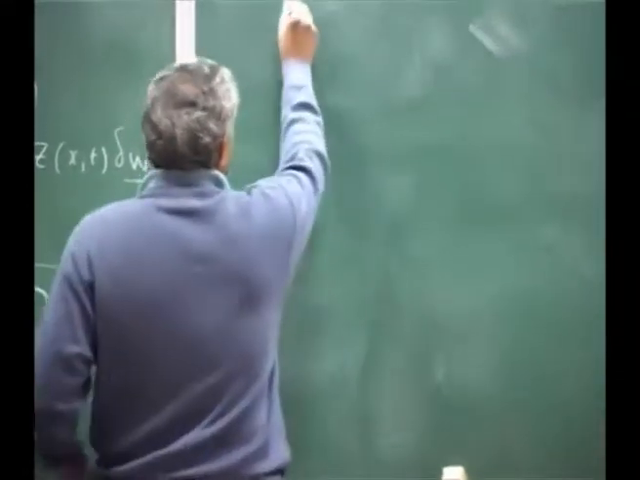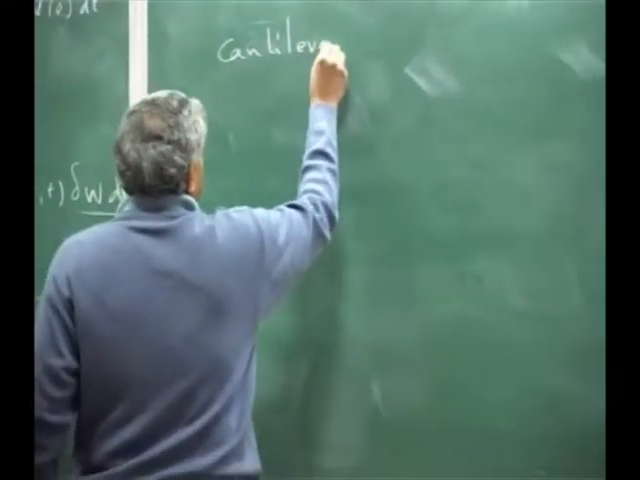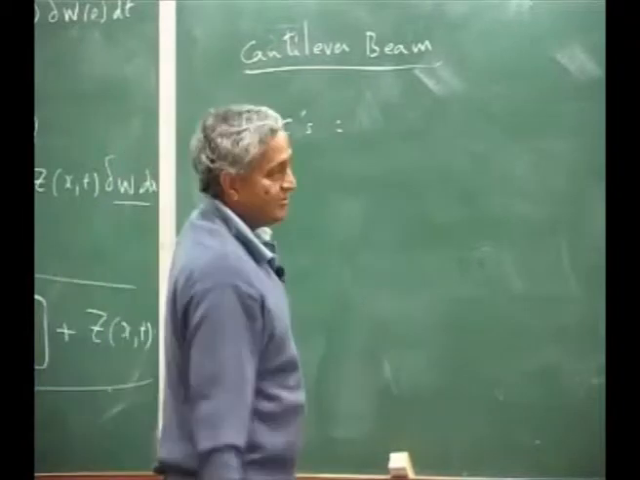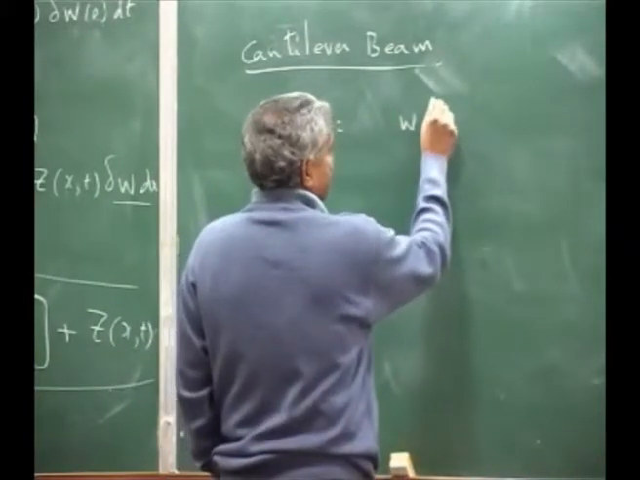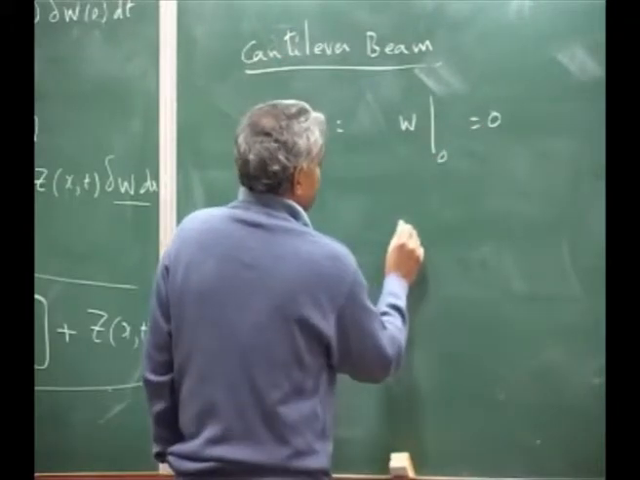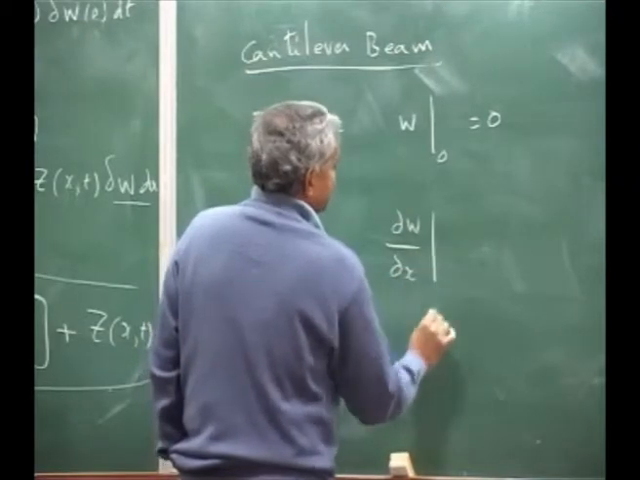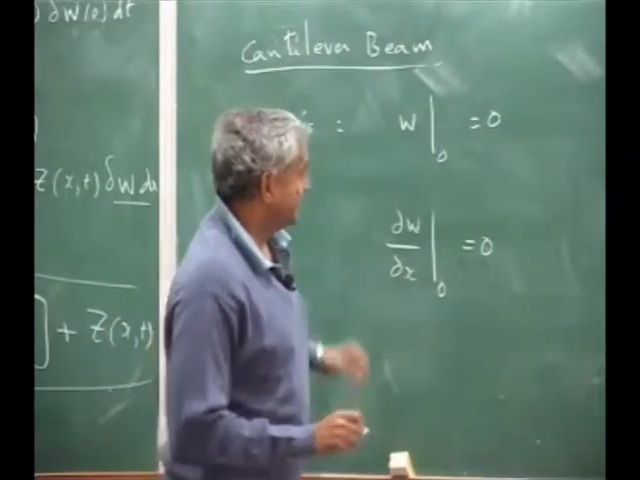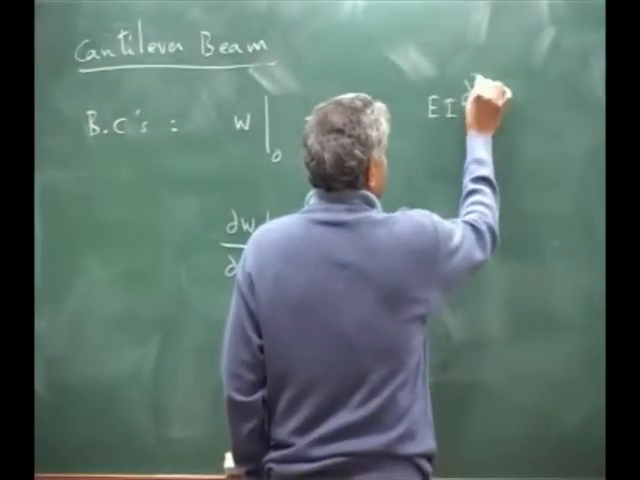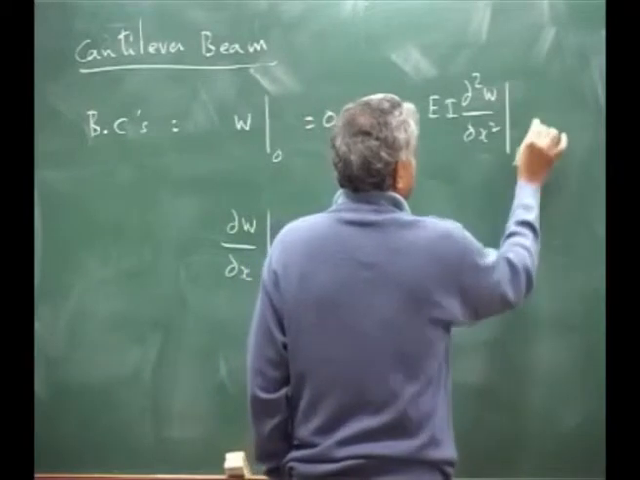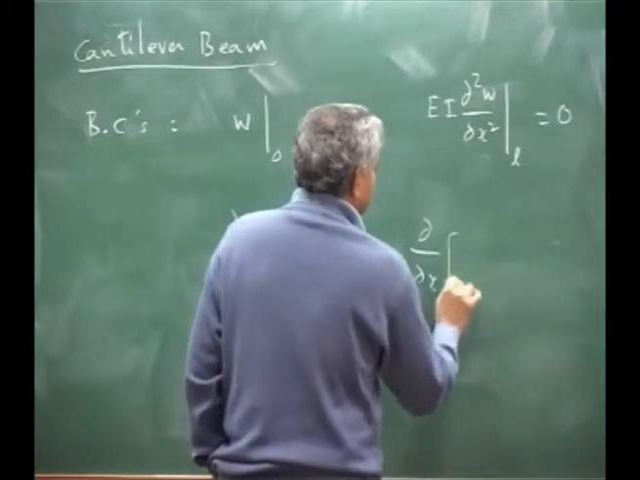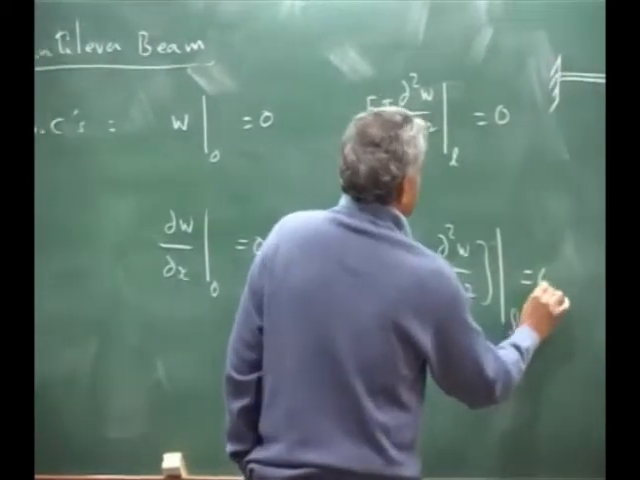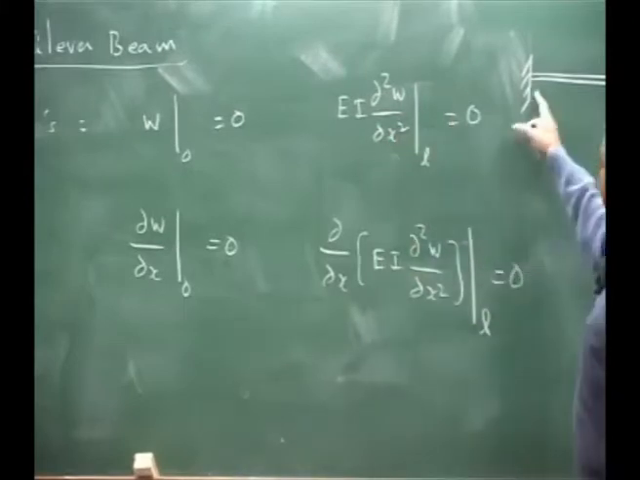So the interesting part is for a cantilever beam, the boundary conditions will become displacement 0, that is W at 0 is 0, delta W by delta X at 0 is 0, the slope is 0. I have restricted it, and then you will have EI del square W by delta X square at L, this is 0, and delta over delta X of EI del square W by delta X square at L is 0. So you see, these are the boundary conditions for a cantilever beam.